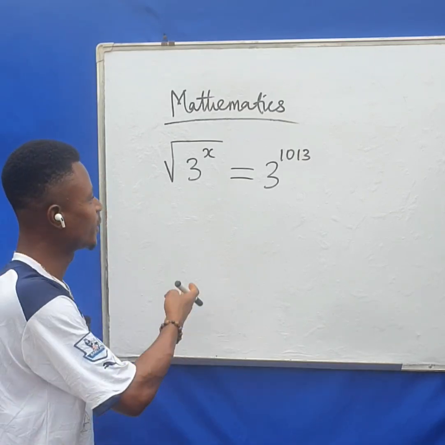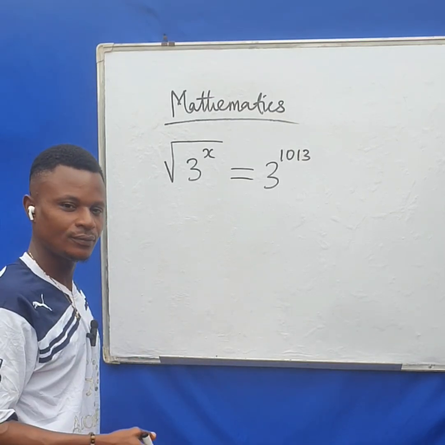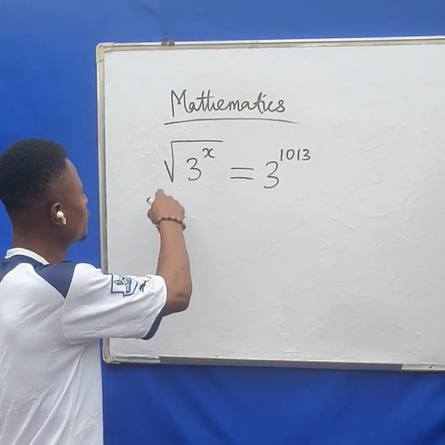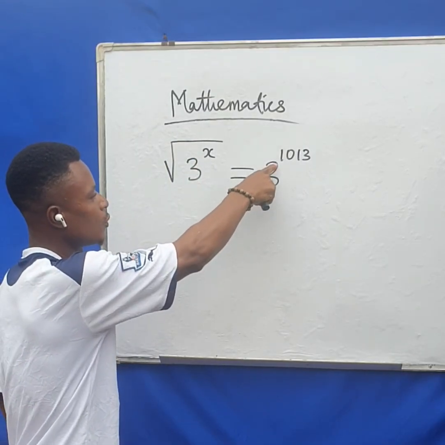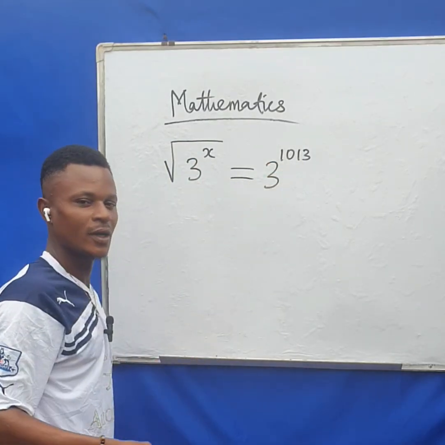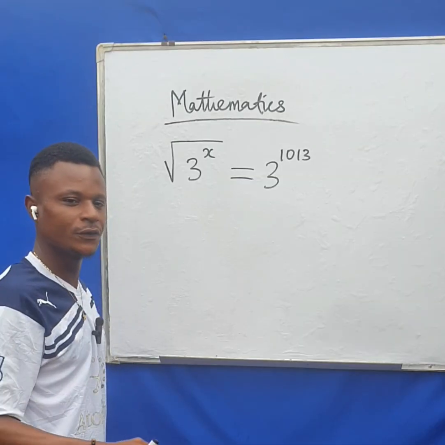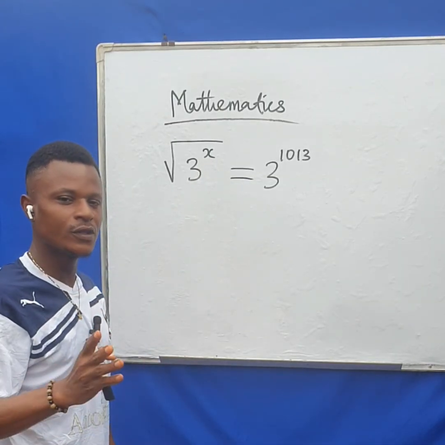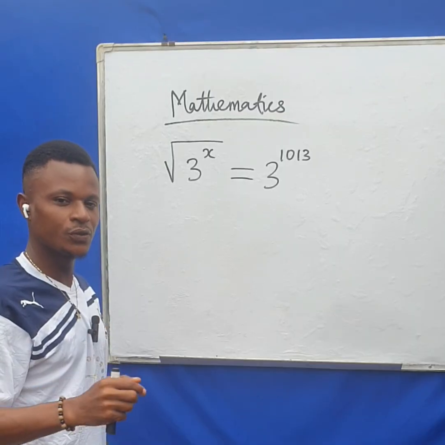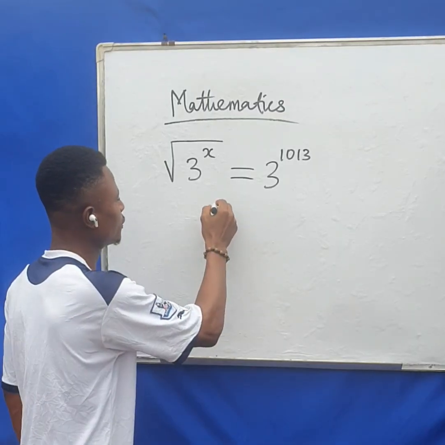Let me show you how to solve this kind of math question on the board. We are given square root of 3 raised to the power of x equal to 3 raised to the power of 1013. And we are expected to find the value of this x. If you want to solve this question correctly, this is what you need to do. Here's the solution.